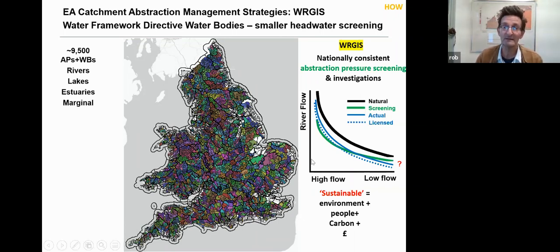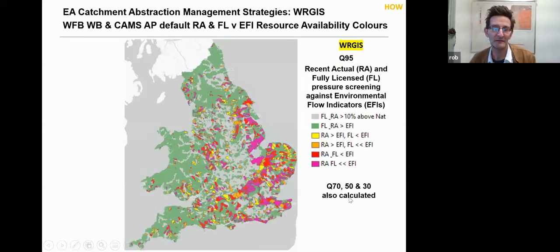Same sort of process, but doing the calculations at a few snapshot percentiles and able to produce maps like this, which then sort of fed into prioritizing WINEP investigations by water companies into areas where abstraction pressures seem to be more than was desirable. So that's all kind of fine.